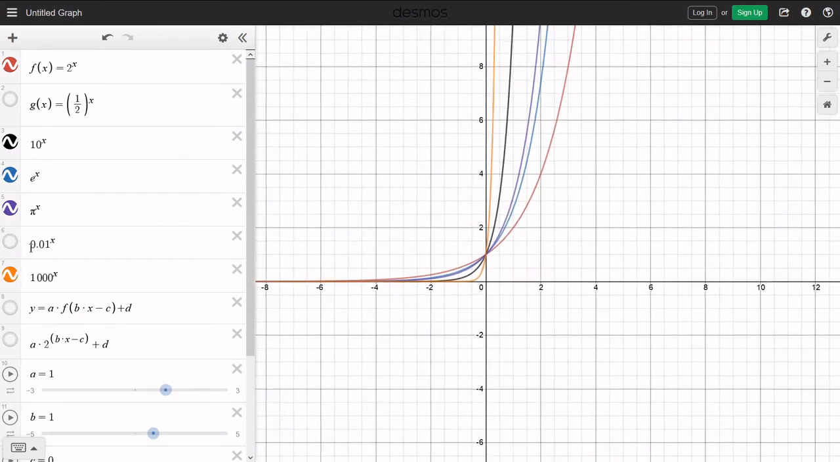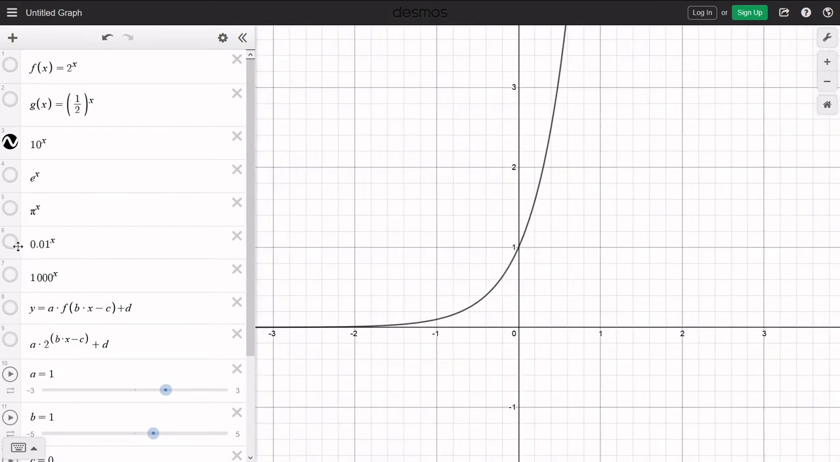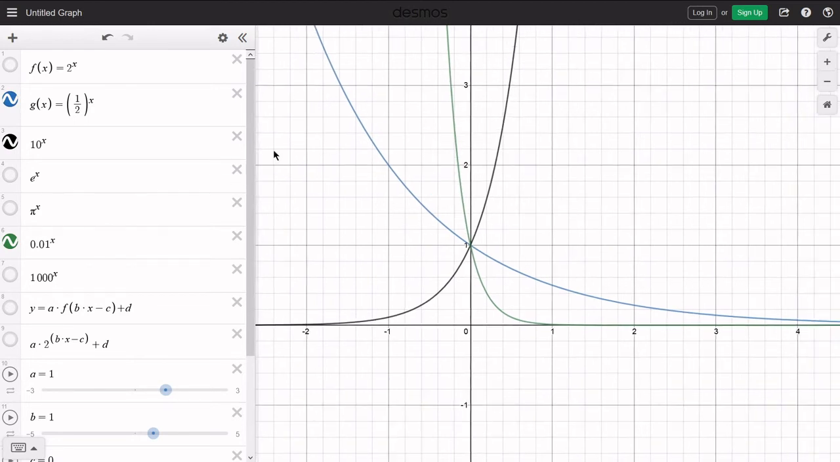Now, 0.01 is different in that, let me go back, I'll leave 10 on there. This is different in that it's now flipped, just like the 1/2 was. So it goes up to infinity on the left-hand side now, and goes off to 0 on the right-hand side. That's the difference there.